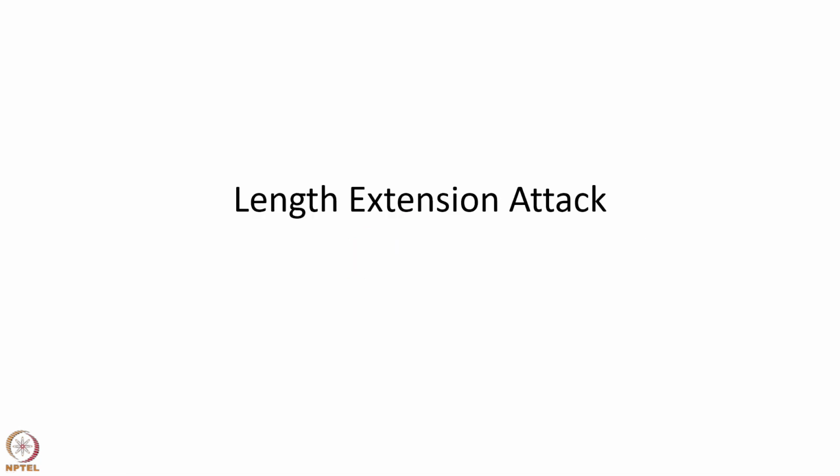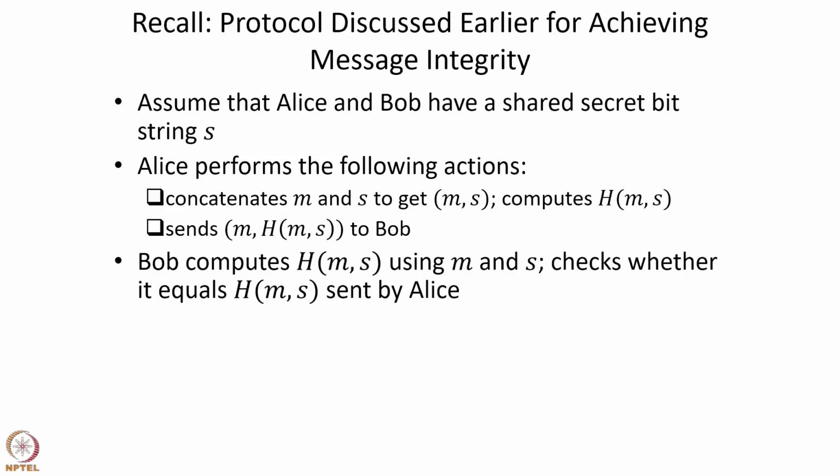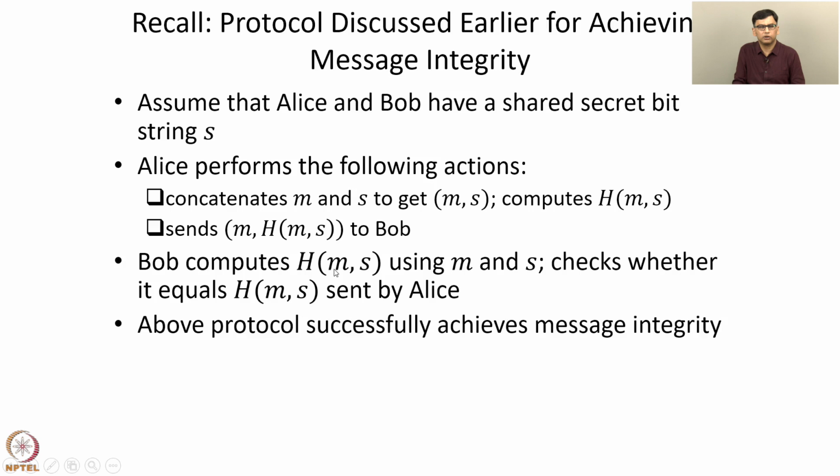We now discuss an attack known as length extension attack, which can be performed when a cryptographic hash function such as SHA-1 is used. So recall the protocol that we discussed earlier for achieving message integrity. Assume that Alice and Bob have a shared secret bit string S. Alice performs the following actions. She concatenates M and S to get M, S and computes its hash h of M, S, and then sends M along with h of M, S to Bob. Bob computes h of M, S using M and S and checks whether it equals h of M, S sent by Alice. So recall that this h of M, S is the message authentication code. This protocol successfully achieves message integrity.